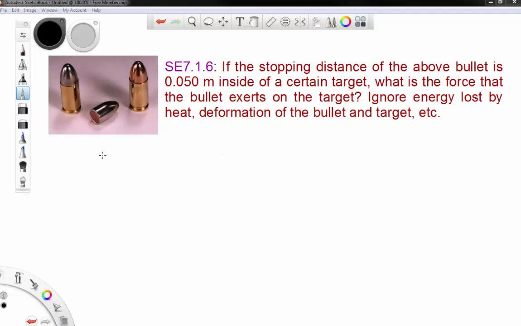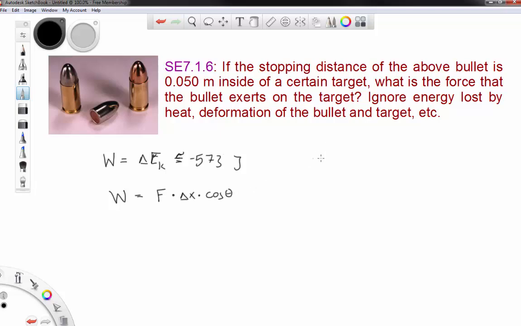Okay, so again, we can use that work is going to be the change in the kinetic energy. And in that previous problem, we found that that was 573 joules, roughly. So the question is, assuming that this occurs over 0.05 meters, how much force is needed? Well, work is going to be force times the distance times the cosine of the angle between the two.